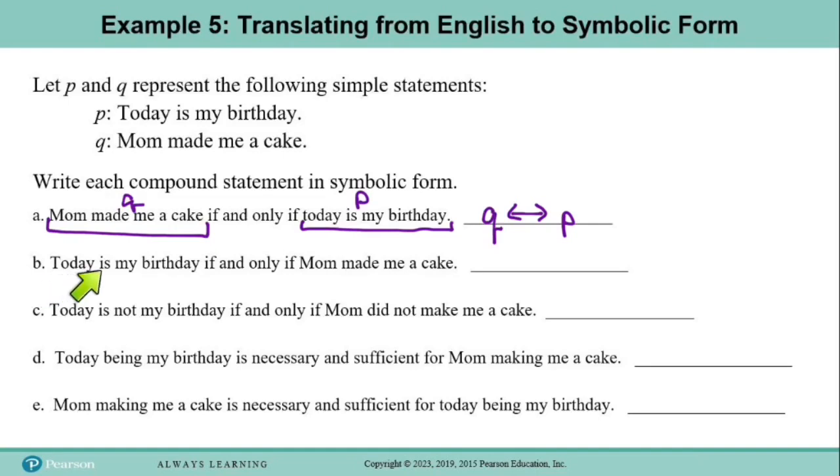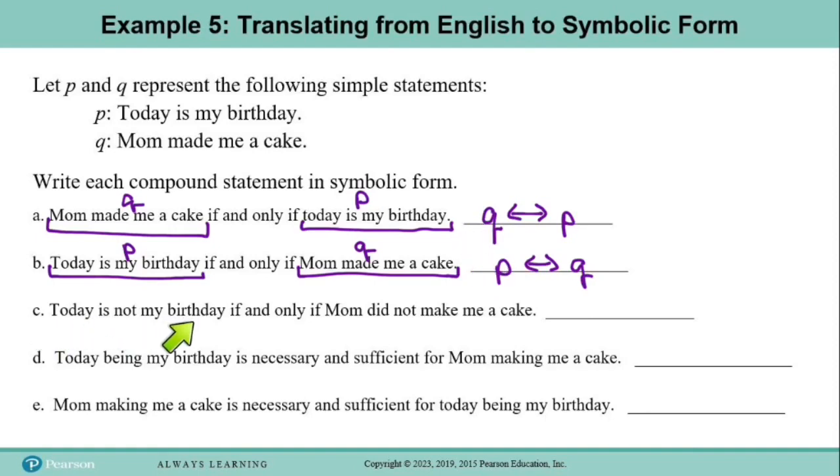Then in part B, today is my birthday, if and only if Mom made me a cake. So today is my birthday, that's statement P. Mom made me a cake, that's statement Q. And so in this case we would have P if and only if Q. Now again, because this is a biconditional statement, it doesn't matter which condition you state first. The statement has to work in both directions. So these two are equivalent, and if one is true, the other one is always true.